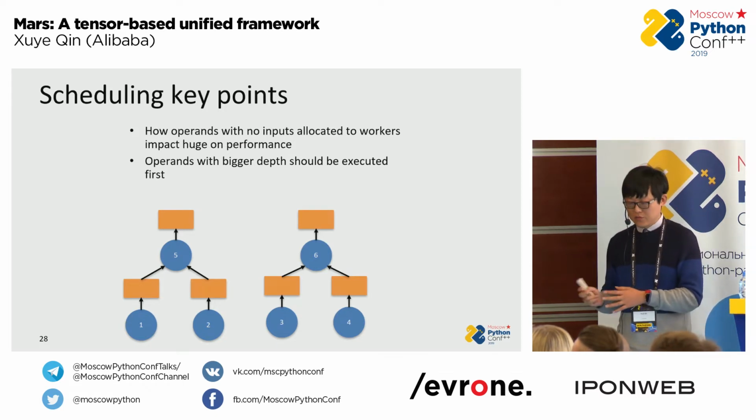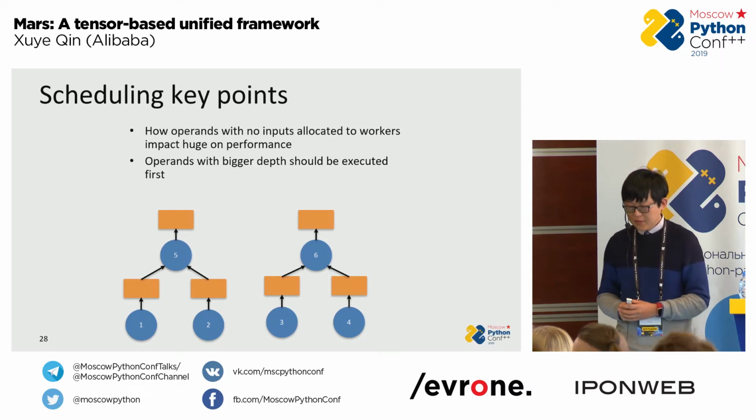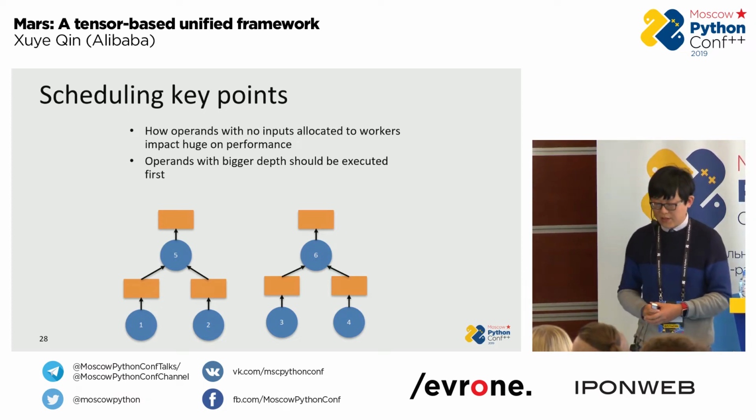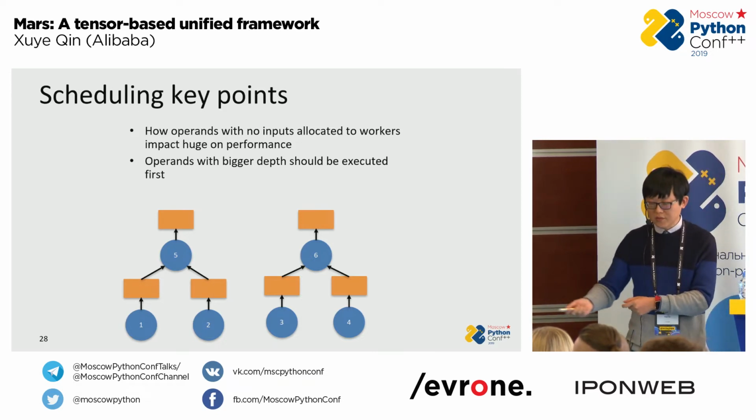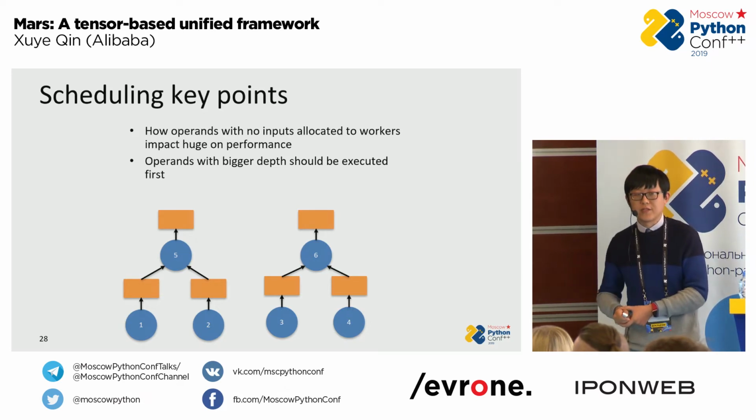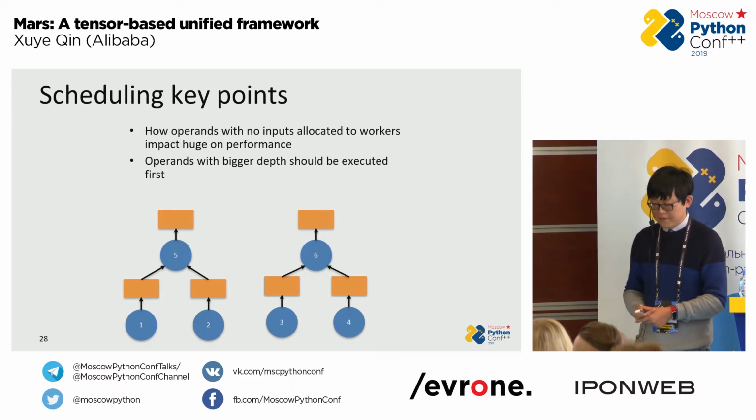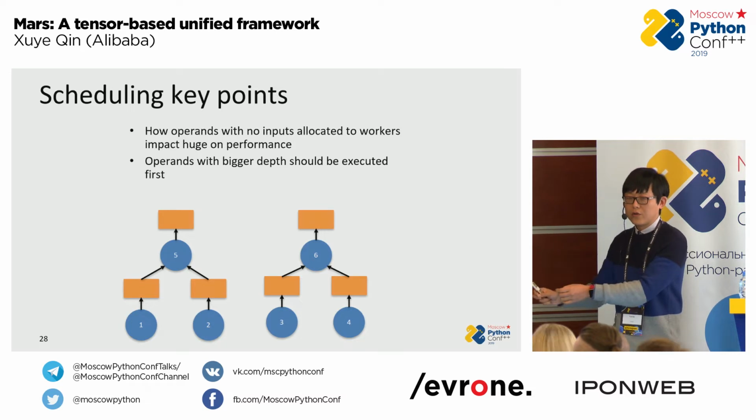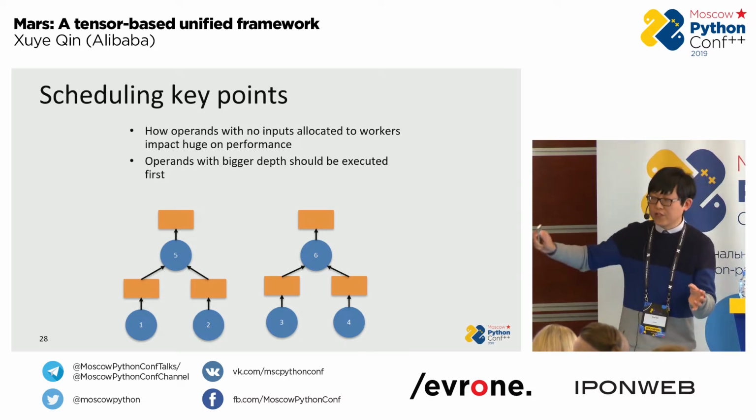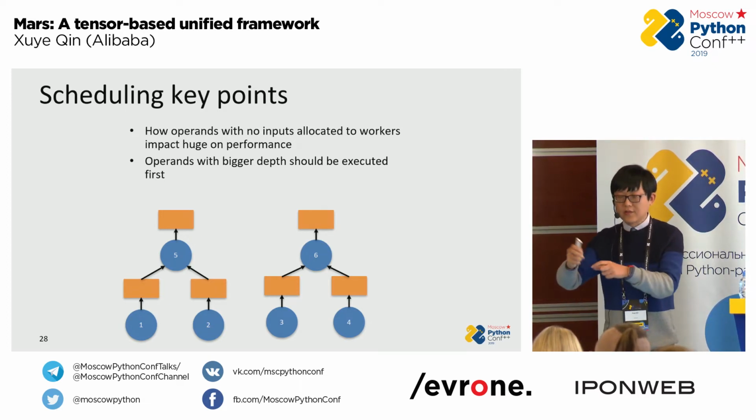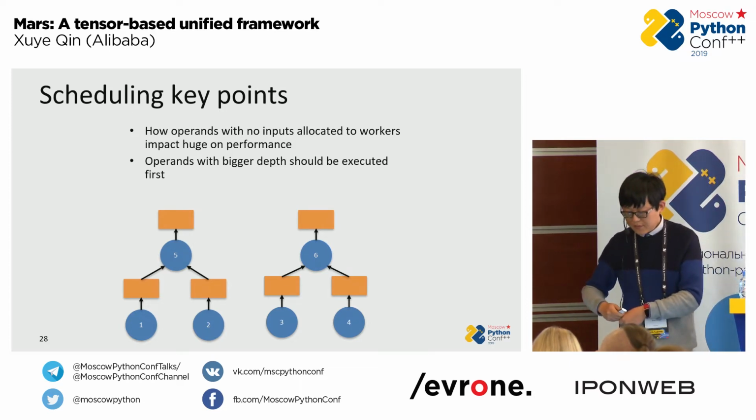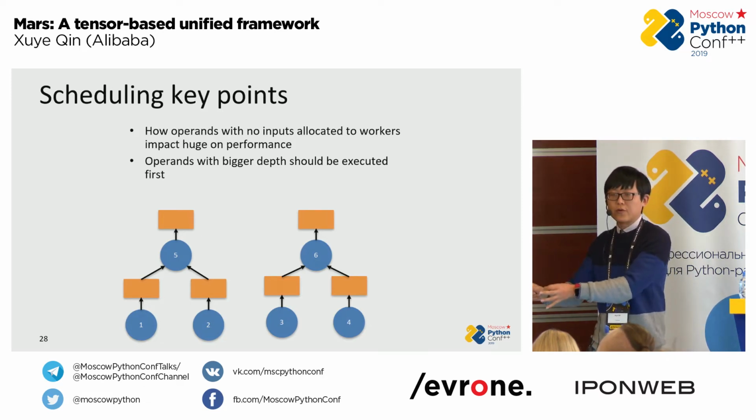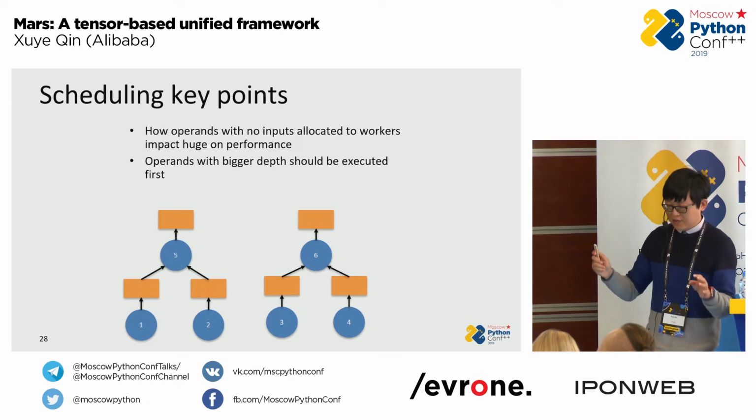For the scheduling, there are 2 main key points that are very, very important. The first is that how operands with no inputs are allocated to workers impacts performance hugely. Here we assume that the 1st and 2nd operands are connected with the 5th operand, and the 3rd and 4th operands are connected with the 6th operand, and assume that we have 2 workers. If we allocate the 1st and the 3rd onto one worker, and the 2nd and the 4th onto another worker, the whole computation will not be efficient, because we have to fetch the data from one worker to another worker and calculate the subsequent computation. So if at first we allocate the 1st and the 2nd on one worker, and the 3rd and the 4th on the other worker, the computation will be efficient enough. So this is the first key point.